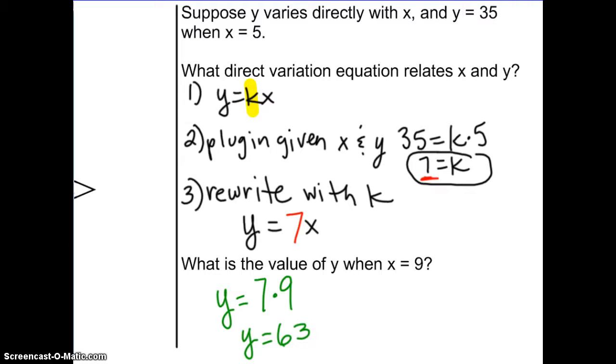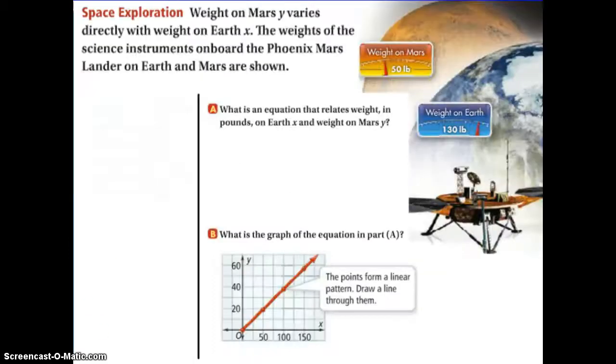I'm going to have you try a couple of those on your own, but it's going to look strangely like a word problem. Space exploration. Weight on Mars, y, varies directly with the weight on Earth, x. The weights of the science instruments on board the Phoenix Mars lander on Earth and Mars are shown. So the weight on Mars was 50 pounds. The weight on Earth was 130 pounds. What is the equation that relates the weight in pounds on Earth, x, and the weight on Mars, y?